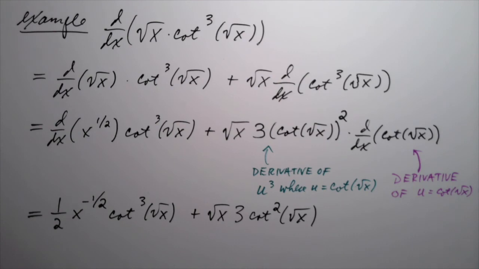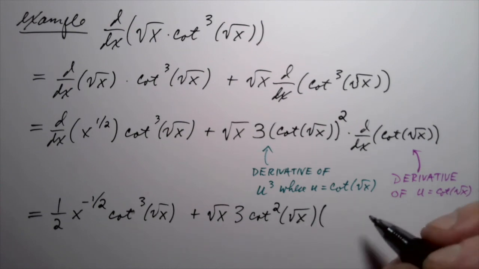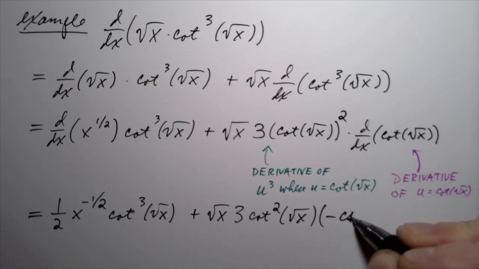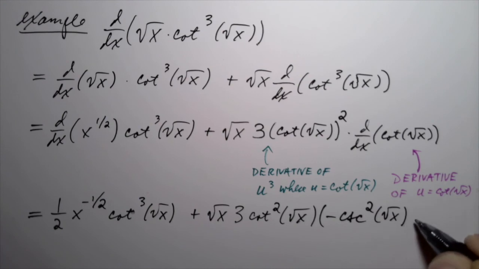And now it's time to take the derivative of cotangent of square root of x. That's another instance of the chain rule. First off, we need to take the derivative of cotangent of the inner function. What's the derivative of cotangent? It's minus cosecant squared of that inside function. And then we need to multiply by the derivative of the inside. That's one more application of the chain rule.